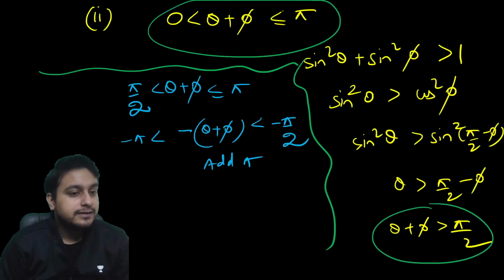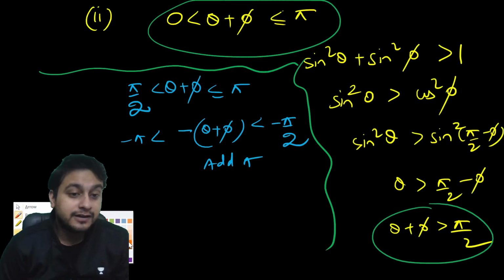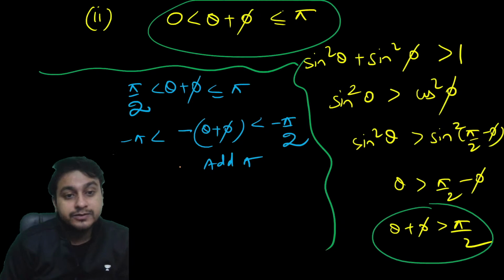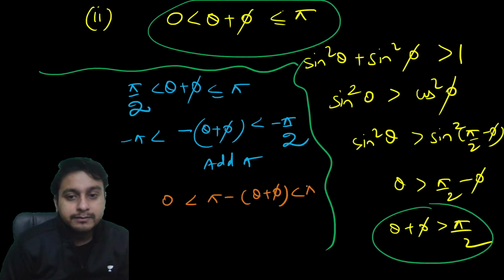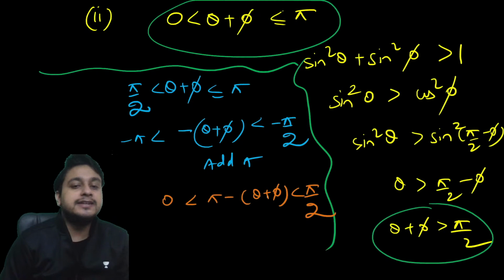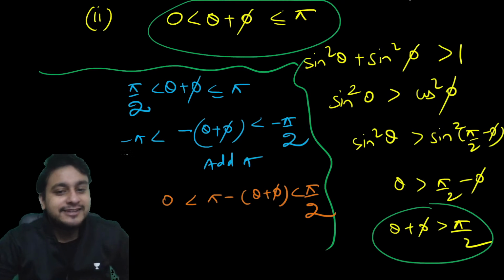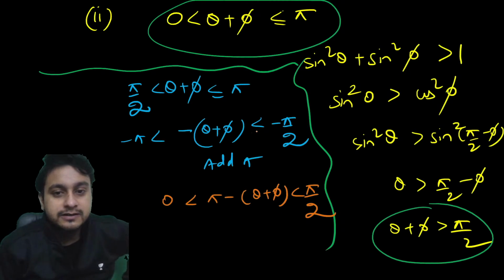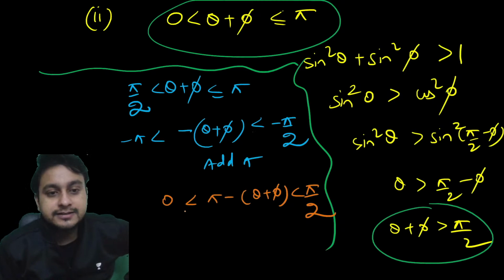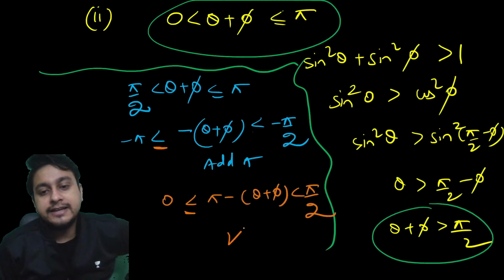Now what you need to do, guys? Add pi. See guys, so much you can learn from here. When you add pi, you'll get 0, and pi minus theta plus phi will be between what? 0 and pi by 2. So pi minus that thing will work. This is in the favorite region, guys, of sine.